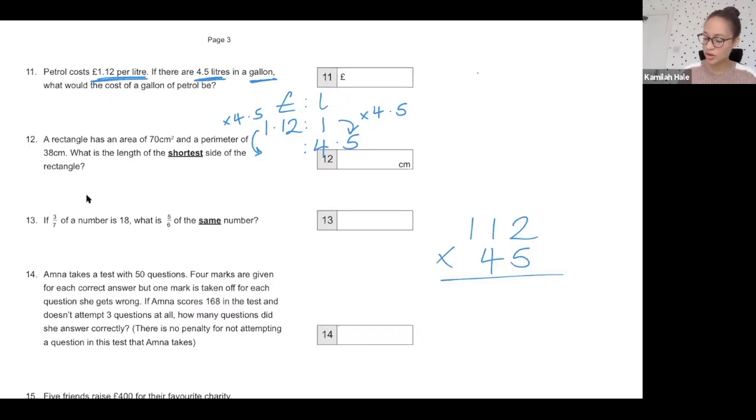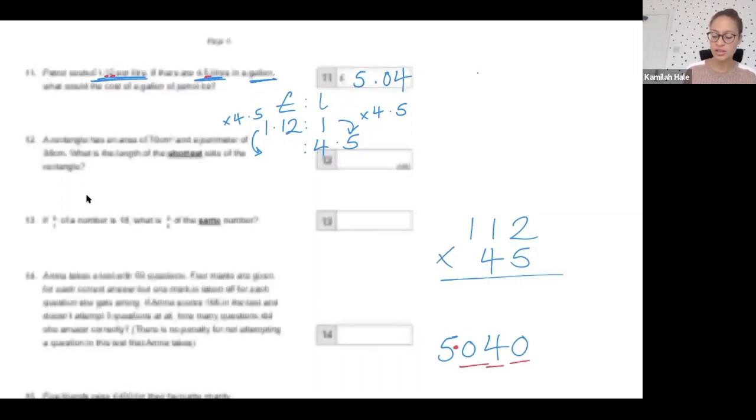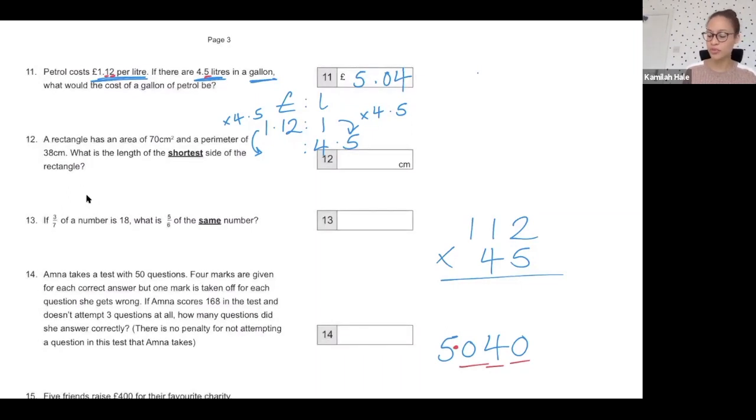Okay, good. So when you multiply those two numbers, you get 5,040, but we had 1, 2, 3 numbers behind the decimal point in the original question. So I put 1, 2, 3 numbers behind the decimal point. That's in pounds. So the final answer is £5 and 4 pence. You might want to do just a little sense check at the end of that, perhaps at the end of the test, to make sure that that seems logical given the question.